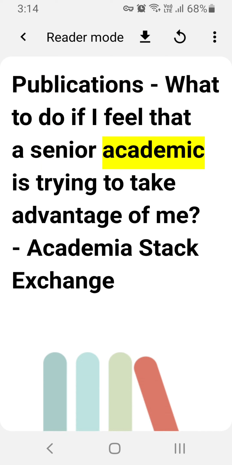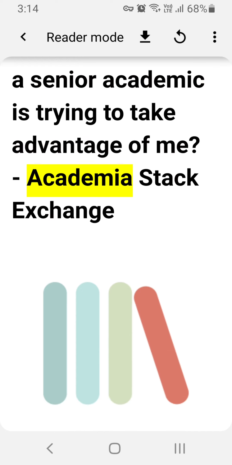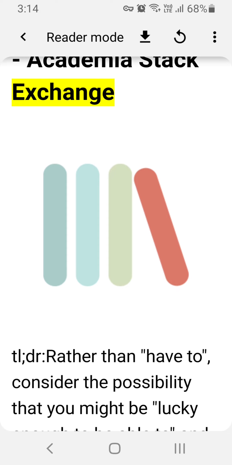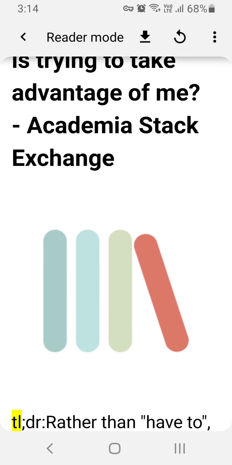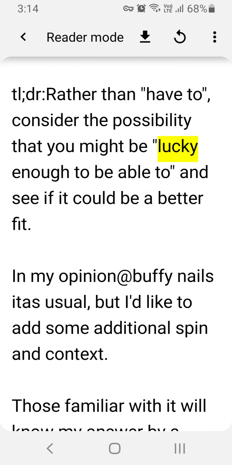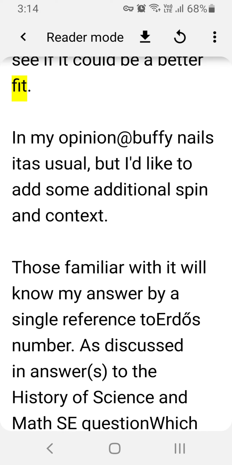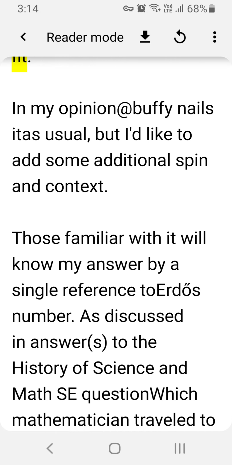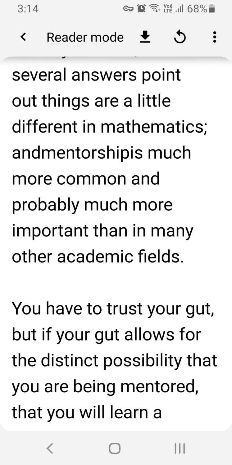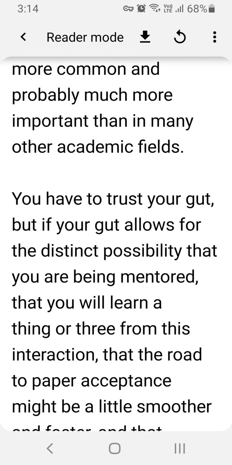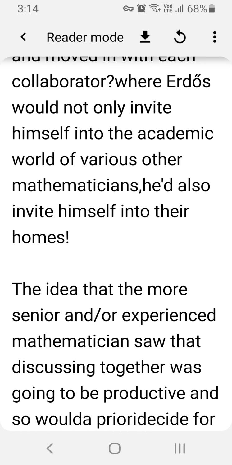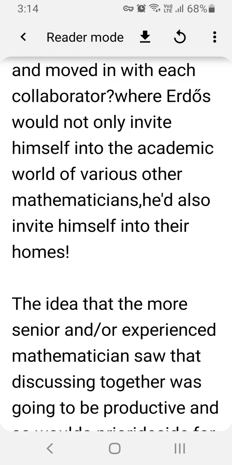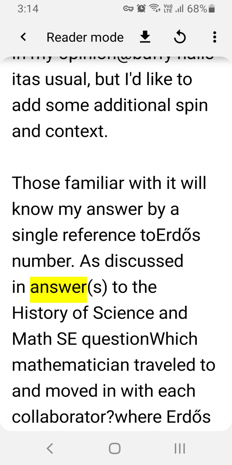Publications: what to do if I feel that a senior academic is trying to take advantage of me? Academia Stack Exchange. TLDR: rather than have to consider the possibility that you might be lucky enough to be able to, and see if it could be a better fit. In my opinion it is usual, but I'd like to add some additional spin and context. Those familiar with it will know my answer by a single reference: Erdos number.